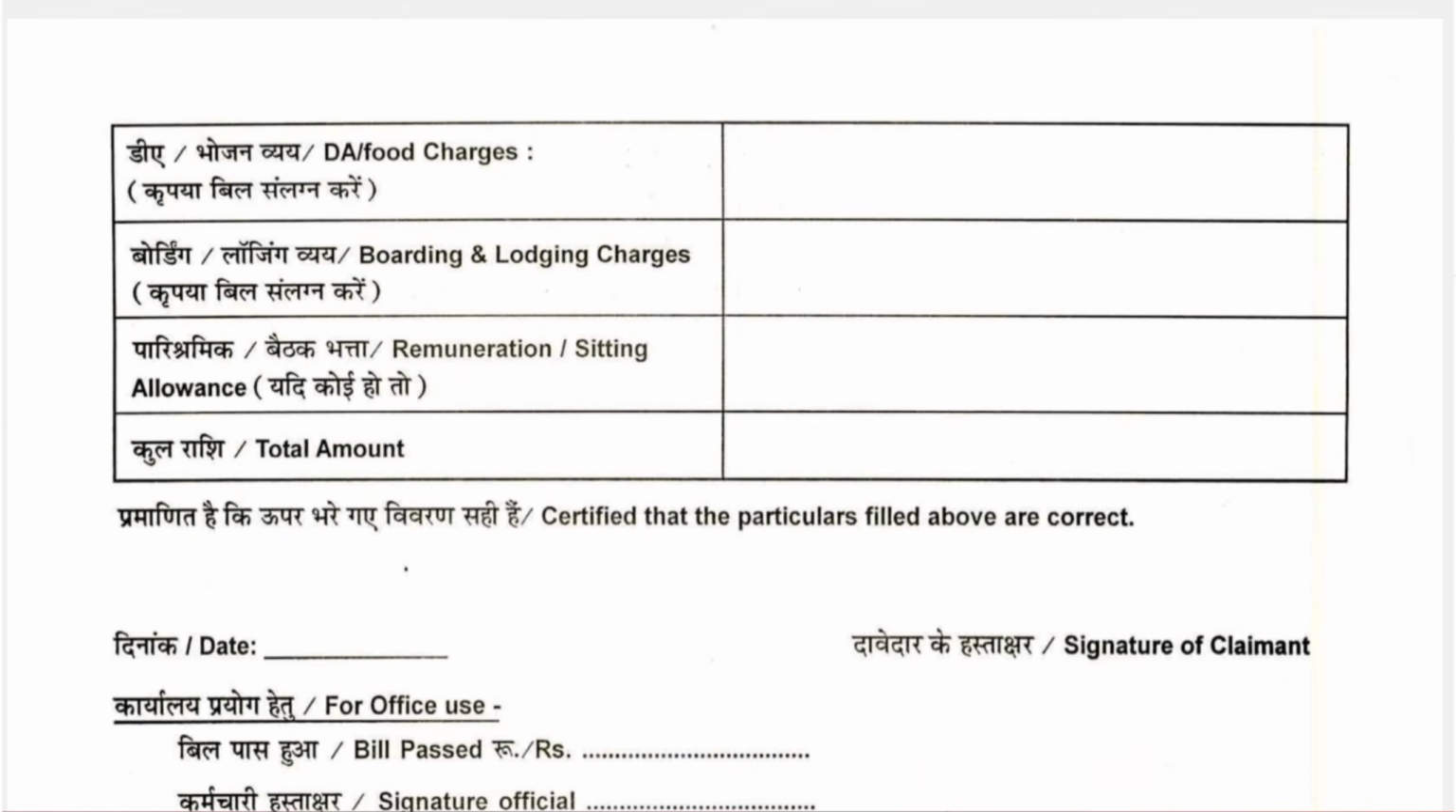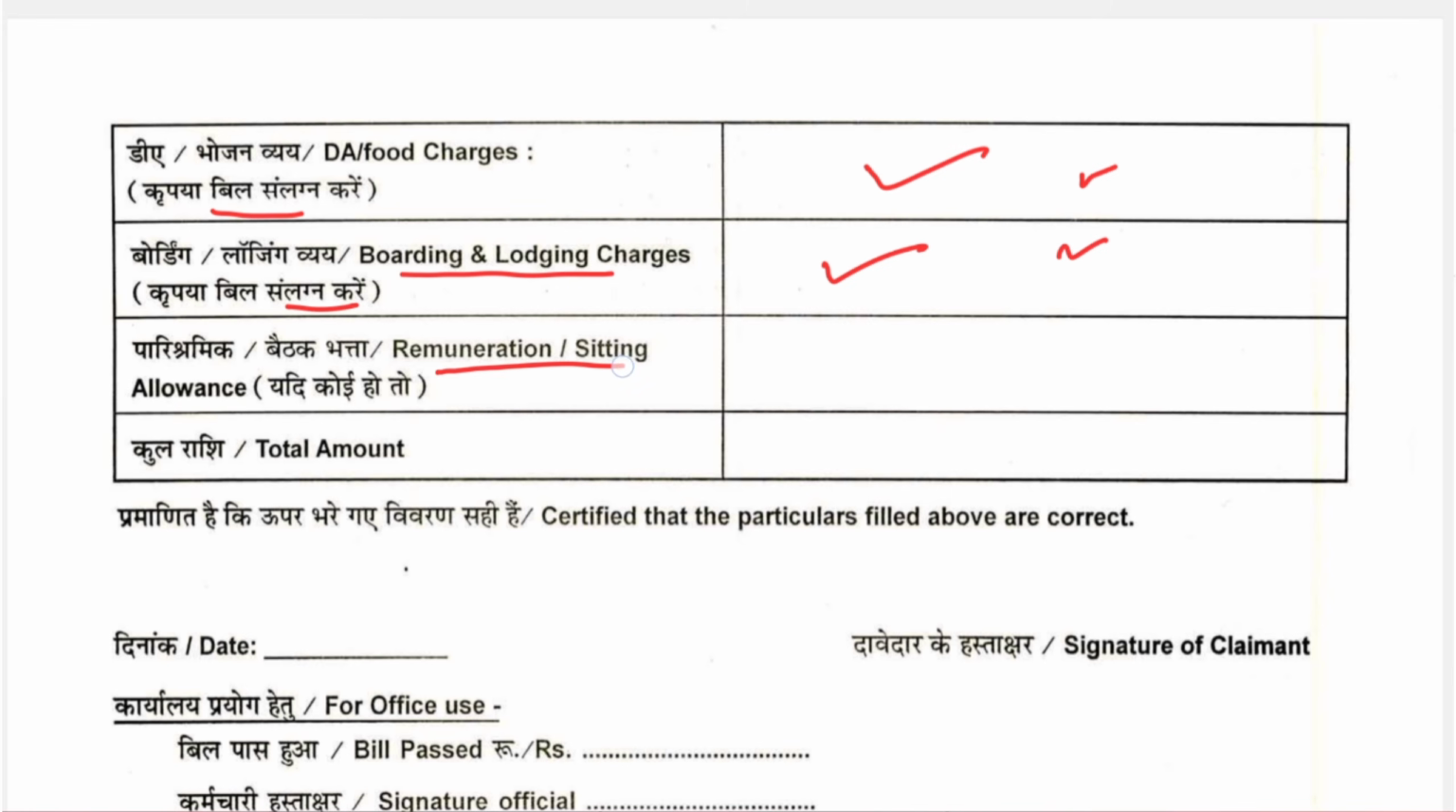Next, you need to add DA or food charges, but make sure you attach the bill also. Without a bill, they are not going to pay you anything. Then boarding and lodging charges, for that also you need to attach the bill. Whatever amount you are writing here, you need to attach that much bill, then only you are going to get it.